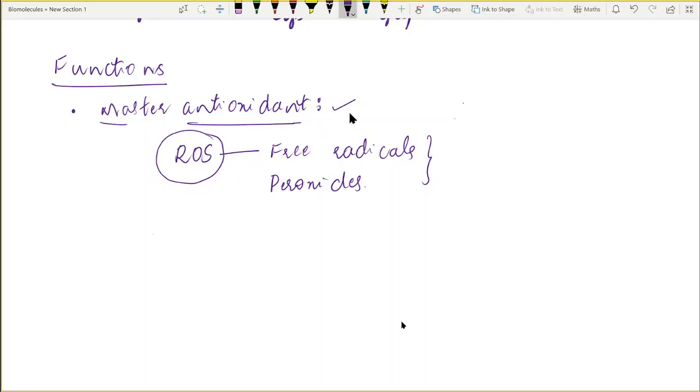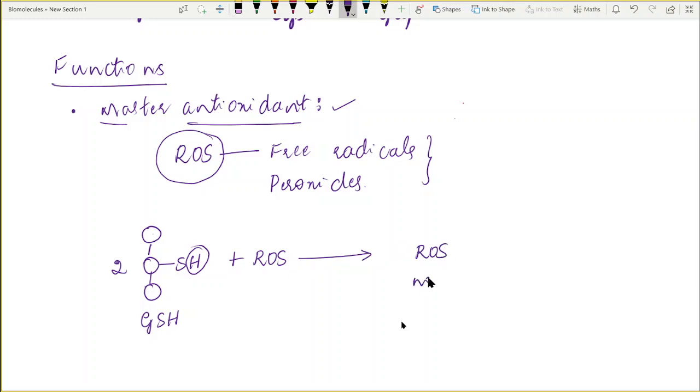So our glutathione is called the master antioxidant because of the presence of its sulfhydryl group. Students, just imagine it's a glutathione molecule, a tripeptide. Imagine these circles: this is glutamate, this is cysteine, and this is glycine. Here we have one sulfhydryl group, and this form of glutathione is called the reduced form and is represented as GSH. Whenever glutathione reacts with the reactive oxygen species, two such glutathione molecules react with the ROS through this hydrogen atom, and as a result, these ROS molecules are neutralized.